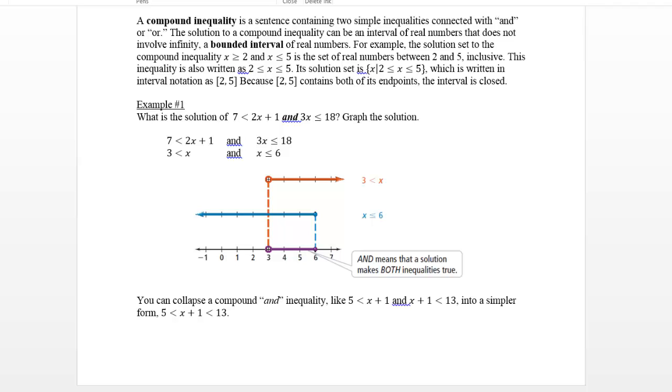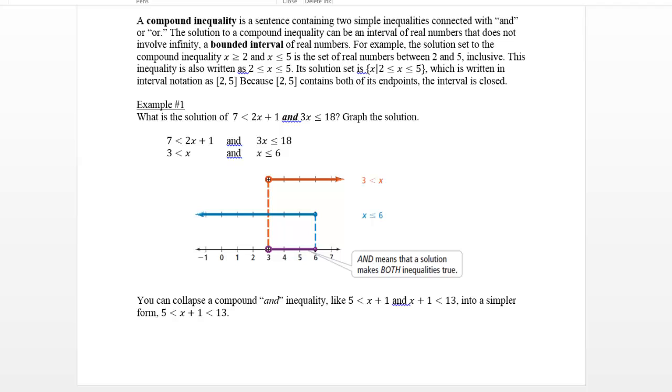And so basically how we would do this is we could solve each individual simple inequality separate of each other, and then graph the two separately. And you can see in this example, where we have the red graph and the teal graph, that individually they would overlap, and it's that overlapped portion that creates the solution set for this compound inequality. And you can see in the diagram that "and" means a solution makes both inequalities true. So since there's an overlap portion, the solution has to work for both inequalities.